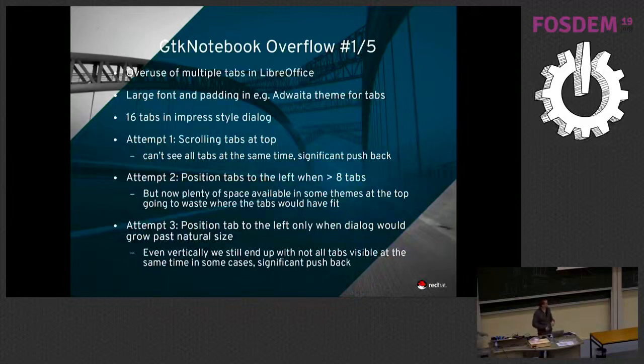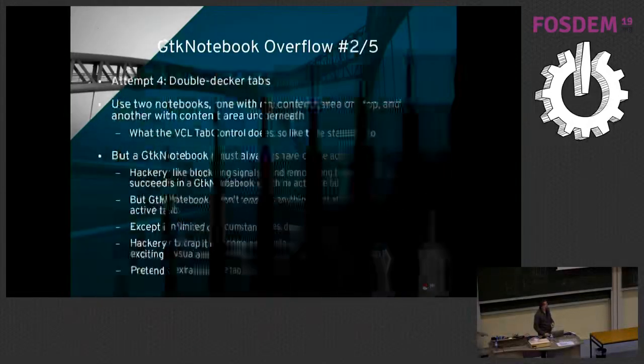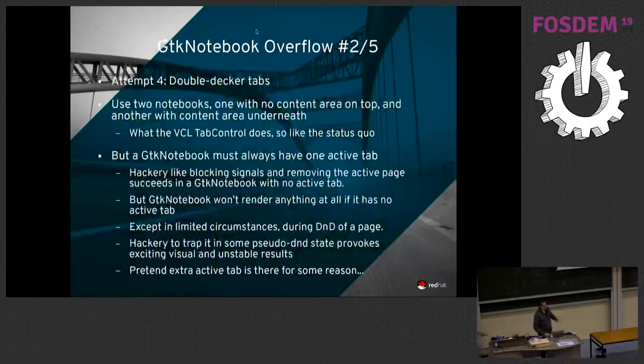Again, the GNOME Human Interface Guide suggests that when you get to over 8 tabs, you put them down the left side rather than across the top. But again, you come up with that Impress dialog where you have 16 tabs, and they're not going to fit all the way down the left-hand side either. So again, there's significant pushback there.